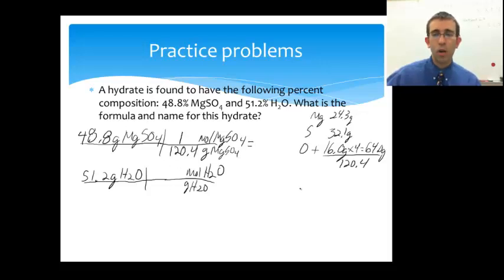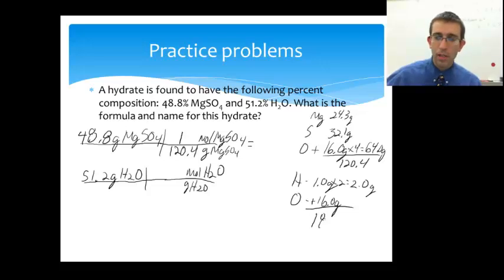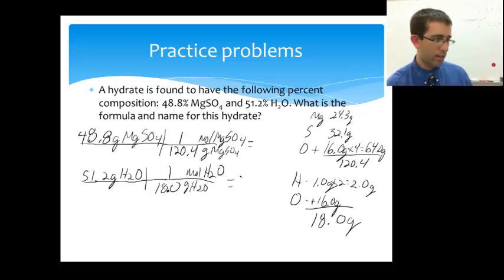We're going to do the same thing for water. Hydrogen on your periodic table is 1.0 grams, and oxygen, we just found it, is 16.0 grams. For H2O, we have 2 hydrogens, so that needs to multiply by 2. We'll use H2O a lot in here, so eventually you'll probably remember this molar mass, but the molar mass is 18.0 grams. So 18.0 goes here, and a 1 goes right there. Let's plug it into our calculator. 48.8 divided by 120.4.